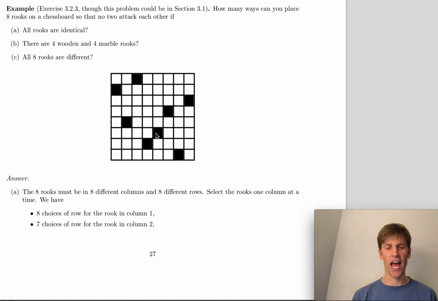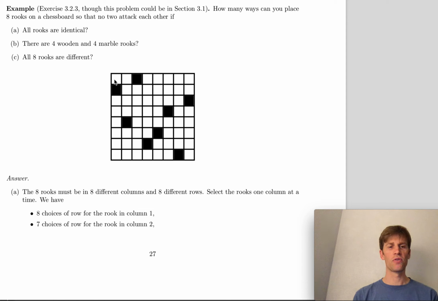So we need to count, how many ways are there to place these rooks so that no 2 rooks are in the same row and no 2 rooks are in the same column? The way we're going to organize this count is column by column. We know we need exactly 1 rook in each column.